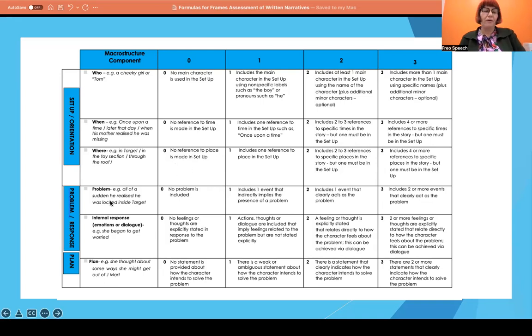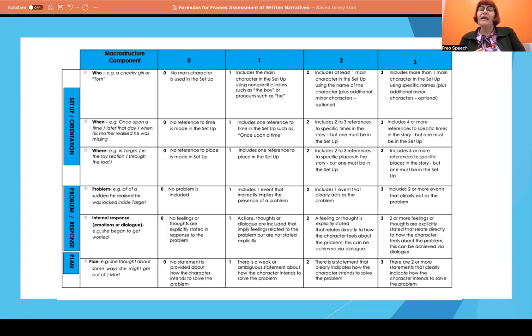Then there's the problem plus an internal response to the problem. So if you're looking at the narrative hill, as soon as there's a problem, you've got an opportunity to give that character an internal response. They either say something or feel something in response to the problem. And you'll see that happen again with the solution. And then a plan.